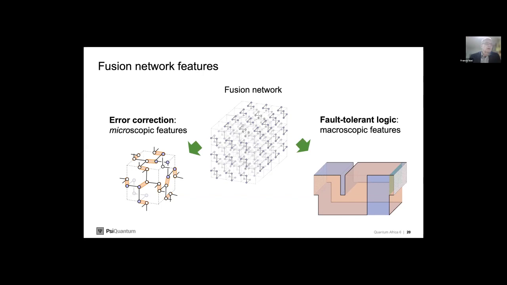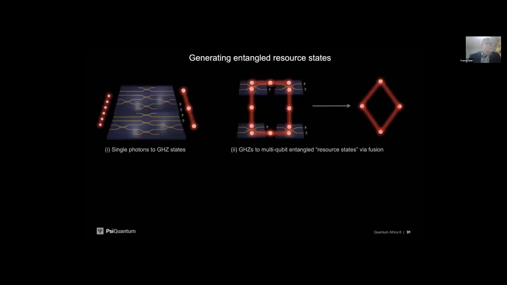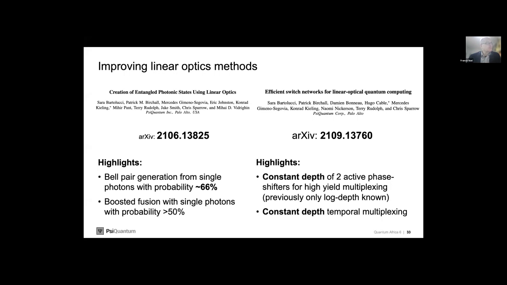Thank you very much. A quick question: when you look at preparing creation of entangled photonic states using linear optics, the one you show with Sara Bartolucci et al., the Bell pairs generation from single photons appears with probability 66%. Is that high enough? I thought you might want to bring this to something like 4 nines or 3 nines or at least 2 nines. Isn't this too low?